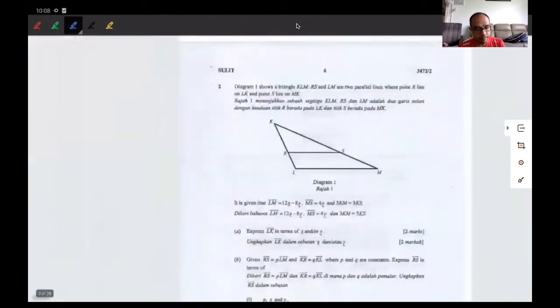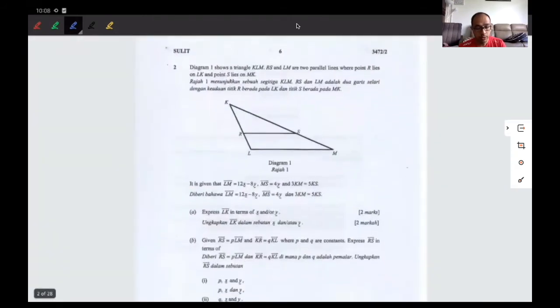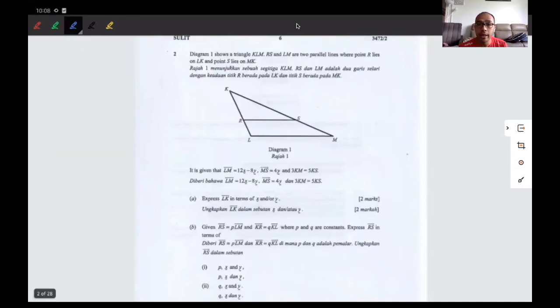All right. Question number 2. Diagram 1 shows a triangle KLM. RS and LM are 2 parallel lines, where point R lies on LK and point S lies on MK. You are given LM equals 12x minus 8y, MS is 4y, and 3KM equals 5KS.